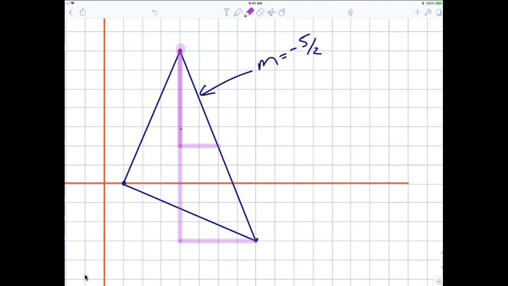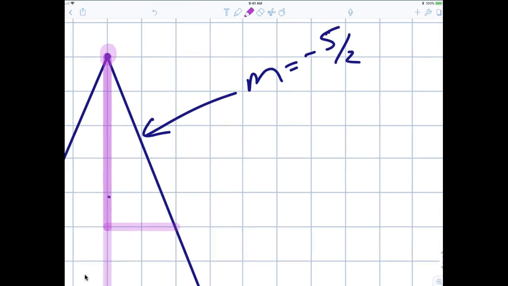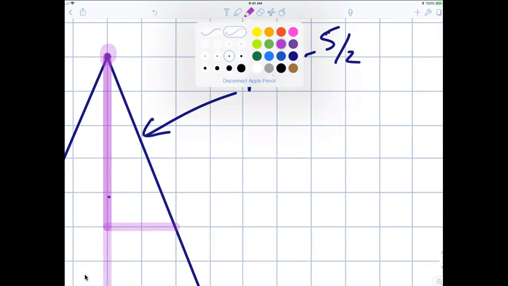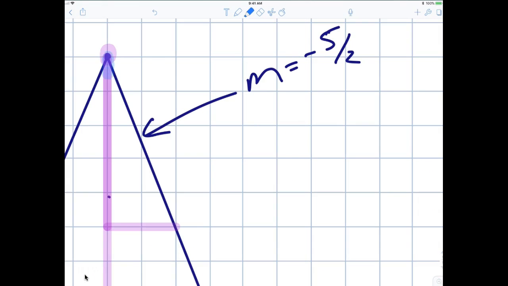I don't understand why it's 5 halves and it's not 4 halves or 6 halves. Why did you go down 5 and to the right 2, instead of down 2 to the right 2, down 3 to the right 2, down 4? Okay, that's a good question. The reason I didn't do that is because if I go down 2, I don't know how much over that is. Oh, because none of them is on the line. Right.